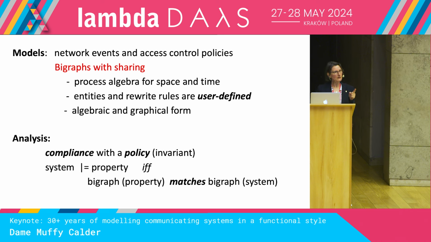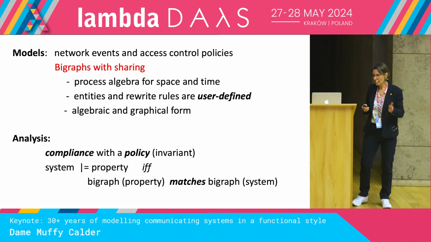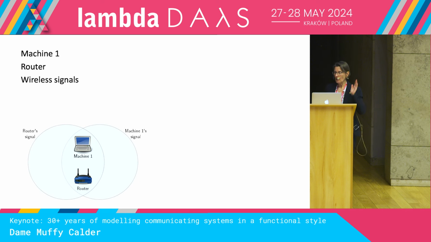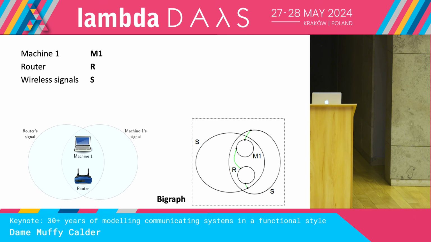So what's analysis? We want to check compliance with a policy, and this just means matching on a bigraph. And you just want to check that at every model update. On the left is a real drawing, very simple: a machine and a router, and each has got a signal, and they overlap. This is why we needed real underlying graphs and not trees.